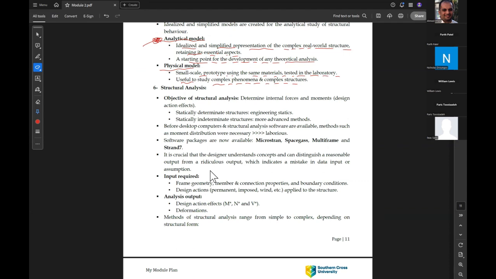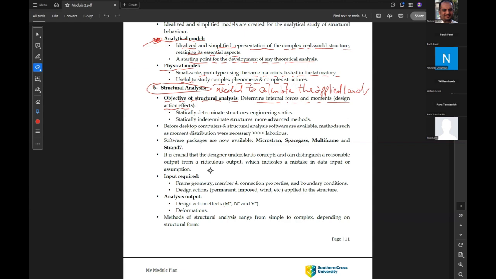The structural analysis is needed to calculate the applied loads on our buildings. Again, we need to know what the objective of the structural analysis is. The objective of the structural analysis is determining the internal forces and moments, the design effects.